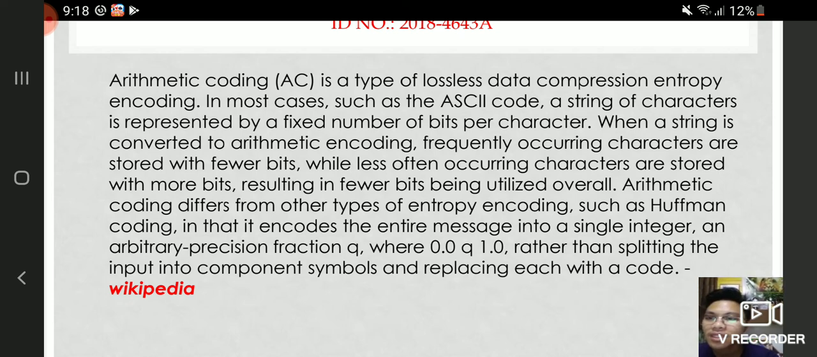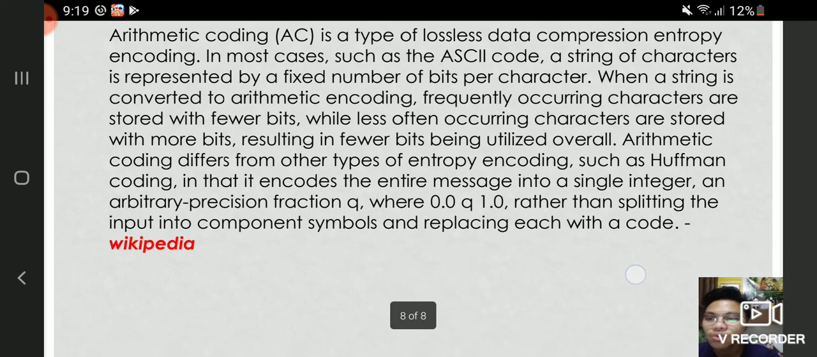Overall, arithmetic coding differs from other types of entropy encoding, such as Huffman coding, in that it encodes the entire message into a single arbitrary precision fraction q, where 0.0 ≤ q < 1.0, rather than splitting the input into component symbols and replacing each with a code. It is according to Wikipedia.